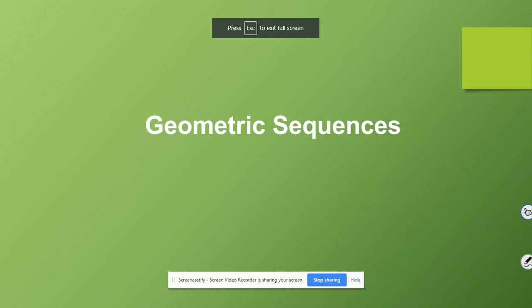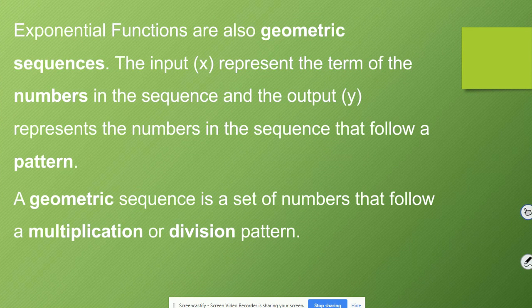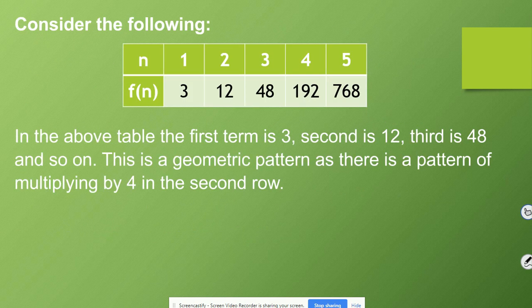Hey gang, today we're going to be looking at geometric sequences. Exponential functions are also geometric sequences. The input, or x, represents the term of the numbers in the sequence, and the output, or y, represents the number in the sequence that follows a pattern. A geometric sequence is a set of numbers that follow a multiplication or division pattern, like we saw with exponential functions. So let's consider the following.